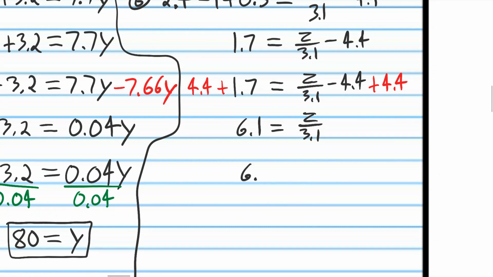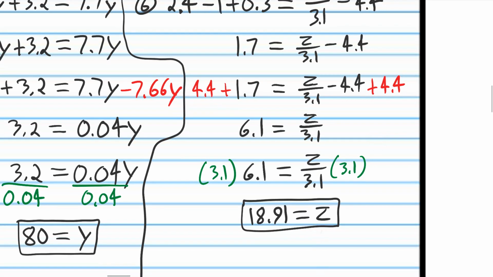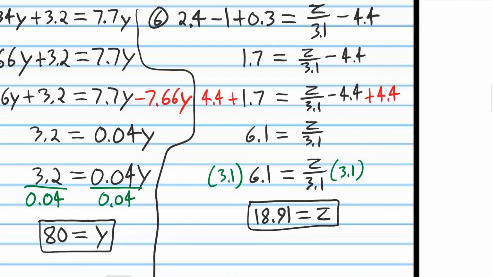And so now we have to rewrite because we're about to perform an operation on both sides of the equation. And we multiply both sides by 3.1. Now we're multiplying two-digit numbers here, so you can use your calculator. And I get 18.91. And I did not have to round off on that one. So if you got 18.91, good job.